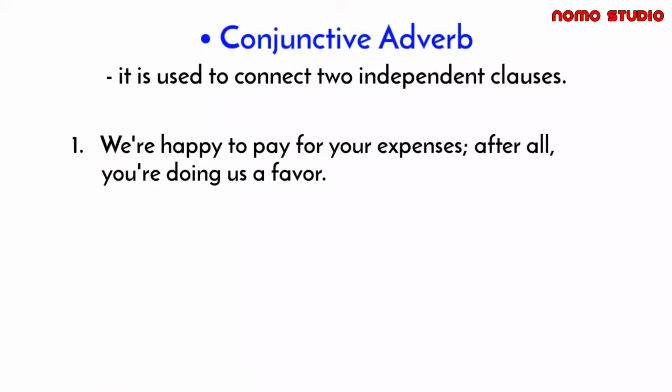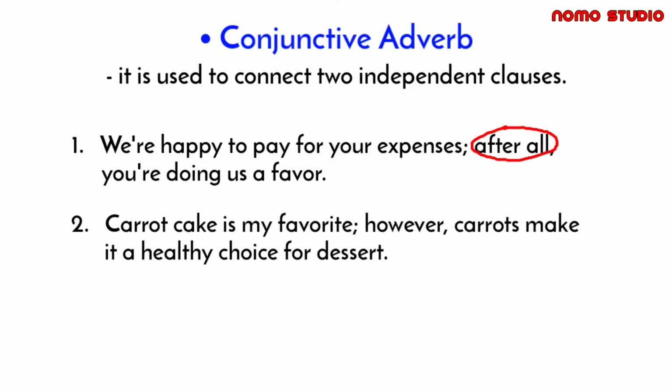Example. We're happy to pay for your expenses. After all, you're doing us a favor. After all is our conjunctive adverb. It connects the two independent clauses. Another one. Carrot cake is my favorite. However, carrots make it a healthy choice for dessert. However connects the two independent clauses. Always remember that when a conjunctive adverb unites two independent clauses in one sentence, it is usually preceded by a semicolon and followed by a comma.